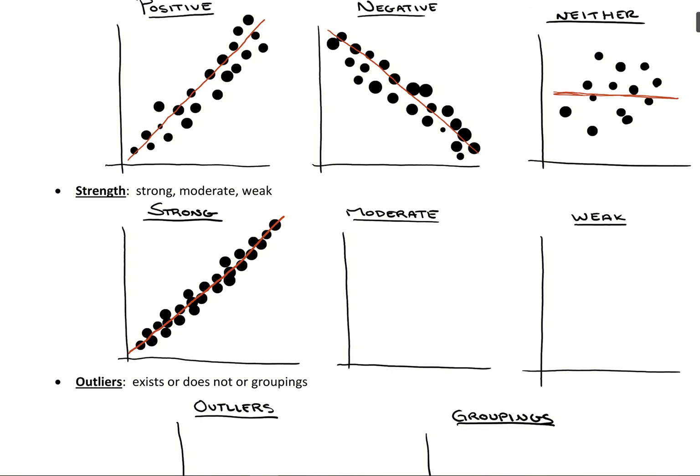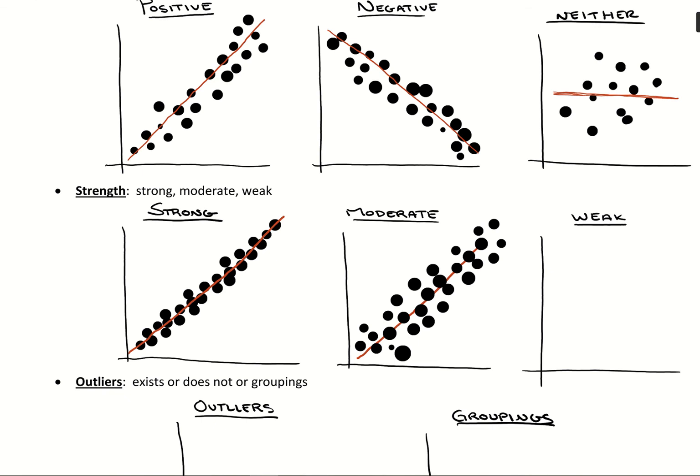I'll even draw that same line. If we had a scatter plot that had moderate strength to it, what we would end up having is just a little more scatter to the outputs. So it'd still look linear, but there might just be a little more variability to the outputs. And then a weak relationship will just kind of be all over the place.